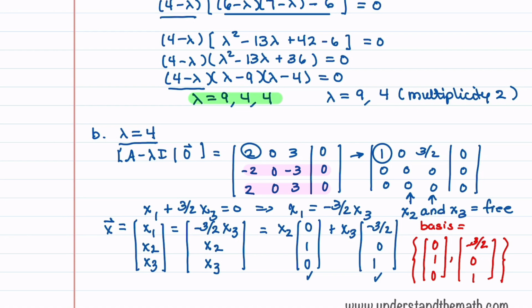Now, let's think about the geometric description. We have 2 vectors in it, so that means it's going to be a plane, and each vector is an element of R3. So our geometric description of our basis is that it's a plane in R3. Okay, we got that one done. Now I'm going to flip the page, and we're going to find the eigenspace corresponding to our eigenvalue lambda is equal to 9.